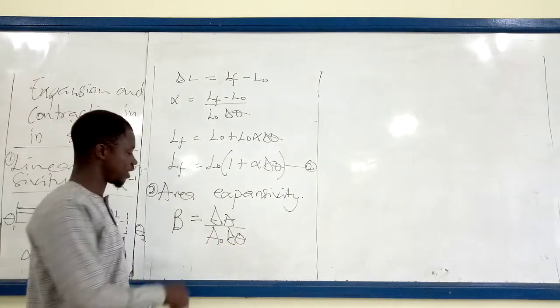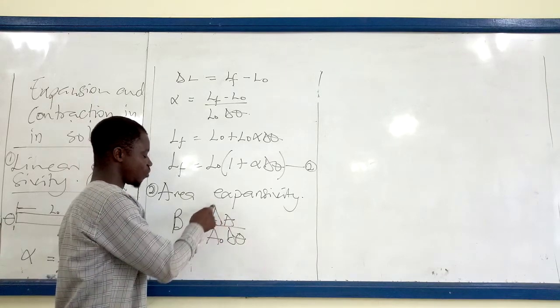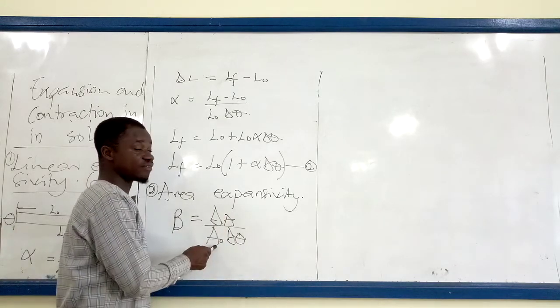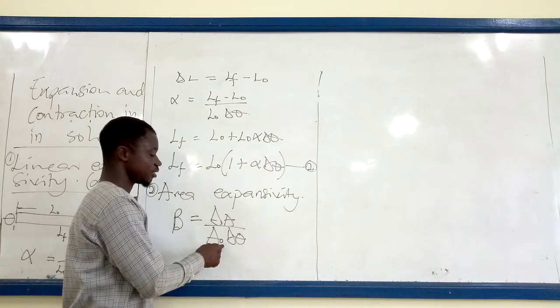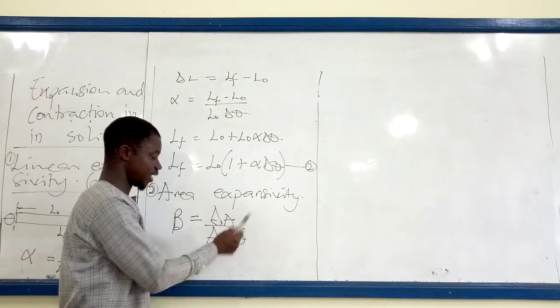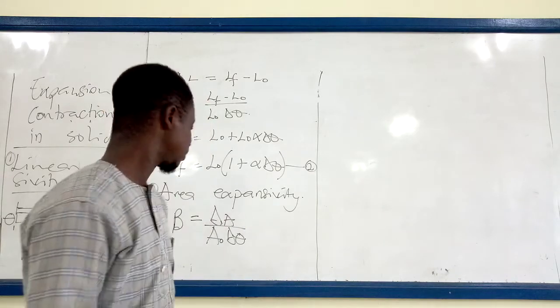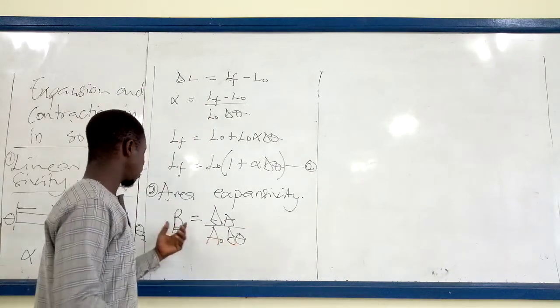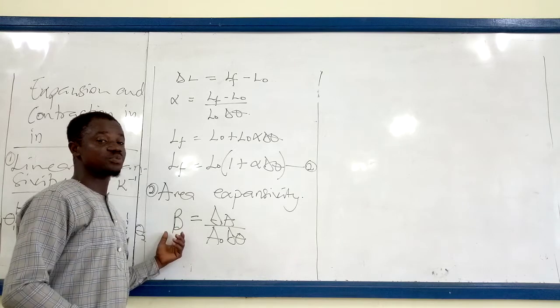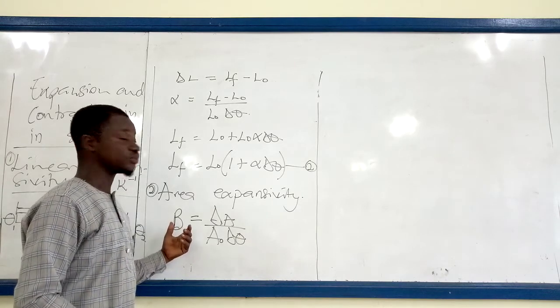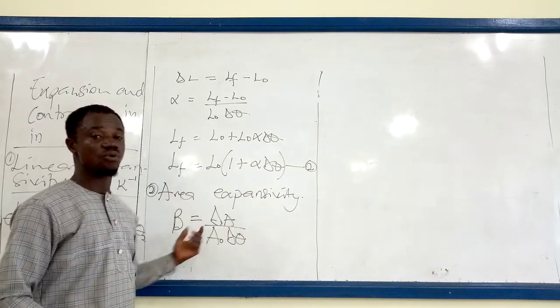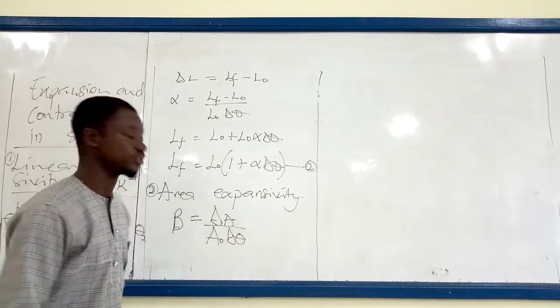Or you can define it this way: the fraction by which the original area of the substance has increased or has changed per degree rise in temperature or degree change in temperature. That is what we mean by coefficient of area expansion or area expansivity or coefficient of superficial expansion.